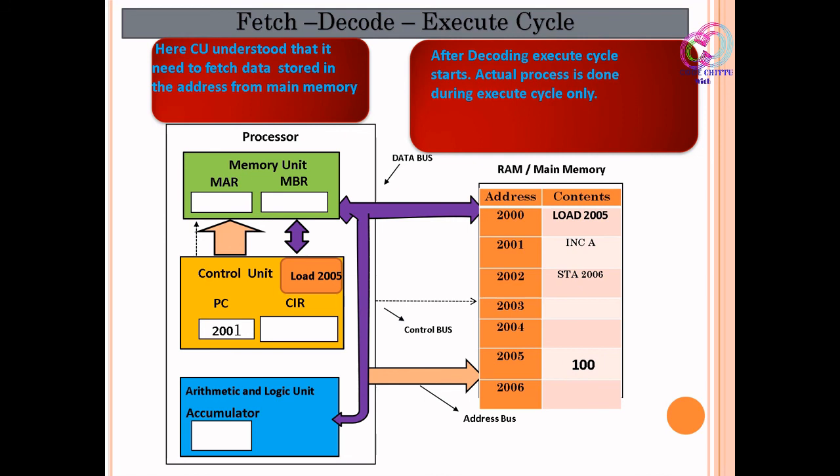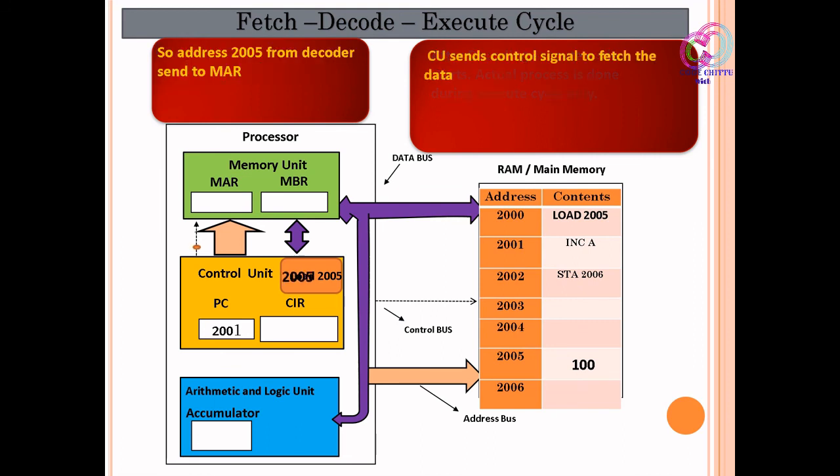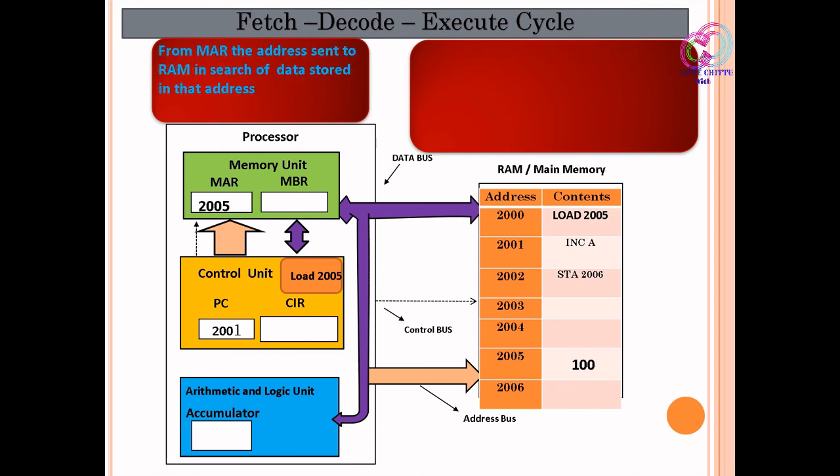Now the execute cycle is starting, so the processing starts. First, this 2005 will not go directly from the control unit. The address 2005 is transferred from the decoder to the MAR, and you can see the control signals also being shown. So it is stored in the MAR. From the MAR, through the address bus, it has to come this way to the RAM to search for this data.